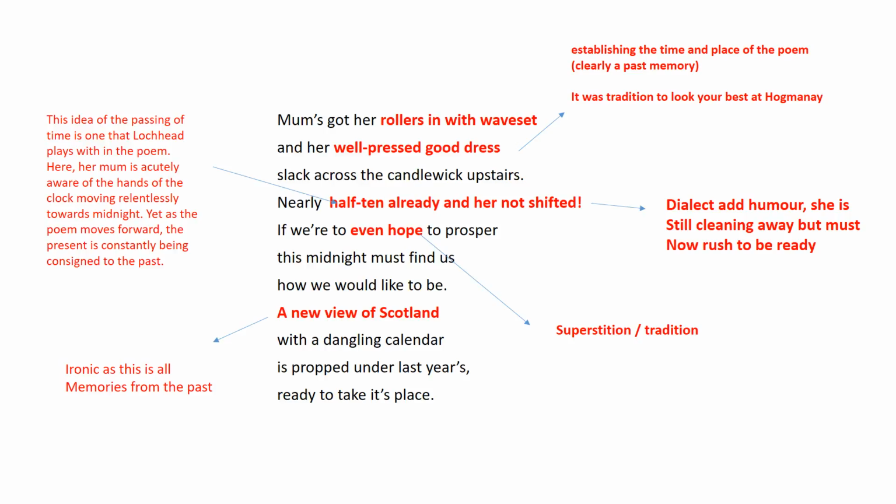Here, a mum's really acutely aware of the hands of the clock moving relentlessly towards midnight, but as the poem moves forward, the present is constantly being consigned to the past. It's quite a tricky idea, and it's really, again, that elusive nature of time that's coming in here. Even hope to prosper, that's repeated later on in the poem, but it's again about superstition and tradition.